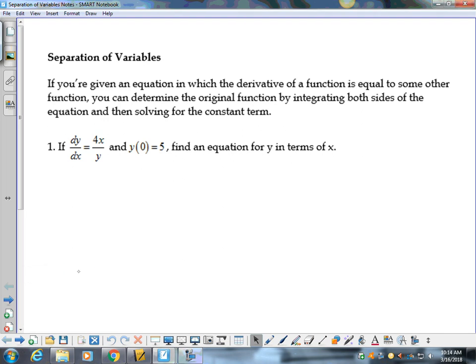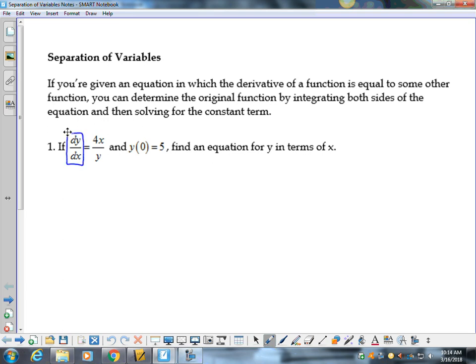Okay, so this lesson is on separation of variables. If you're given an equation in which the derivative of a function is equal to some function, you can find the original function by integrating both sides of the equation and then solving it for the constant term.